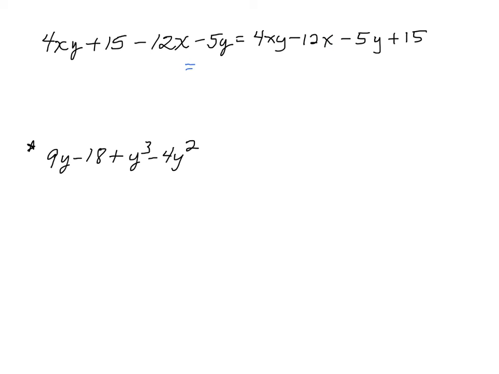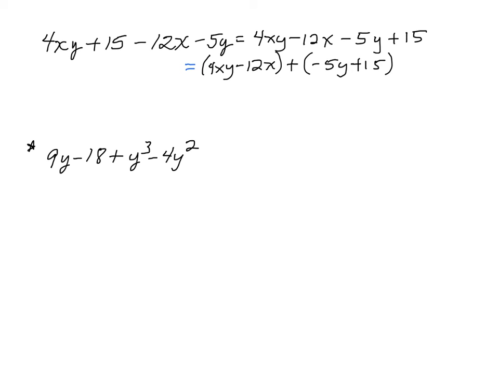Let's group them. 4xy minus 12x plus negative 5y plus 15. Remember, the negative sign has to go with the 5y. So when you see that negative in front of the 5y, you should already be thinking, I'm going to have to factor out a negative number. You should already be thinking that.